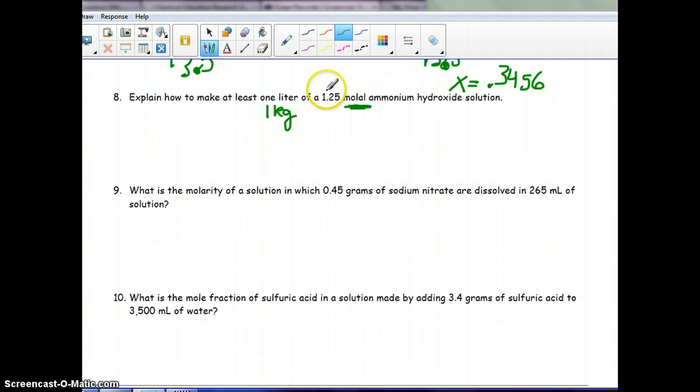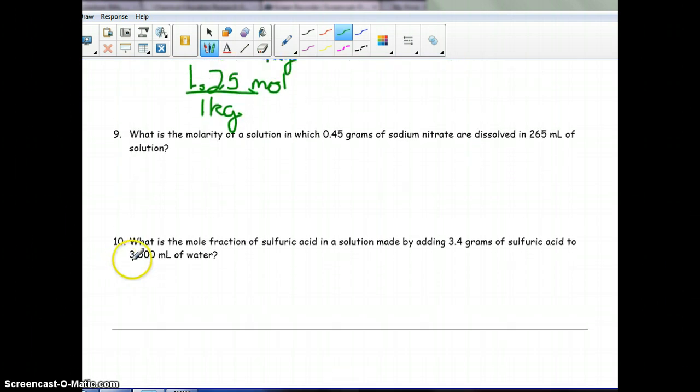So if I want a 1.25 molal solution of ammonium hydroxide that makes a liter, well, a liter is 1 kilogram. Working with ones on this problem makes our life way easier because it means we don't have to convert anything. So basically, what you need is to dissolve 1.25 moles of ammonium hydroxide in 1 kilogram or 1 liter of water. And that's exactly how you would make a 1.25 molal solution.